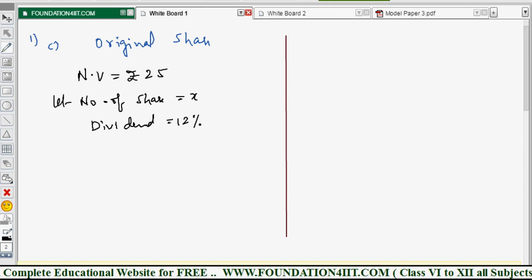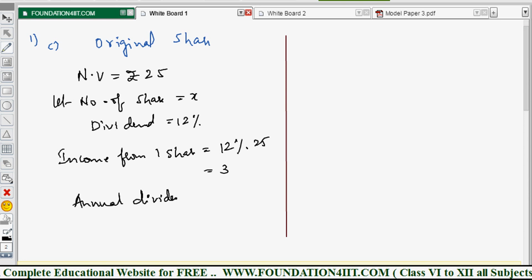Then income from one share. See, dividend is always calculated on nominal value. So income from one share is 12% of 25. 12 by 100 into 25, that is rupees 3. That is the income from one share. Then annual dividend is the total profit, meaning total income. So one share income is 3 and the number of shares is x.